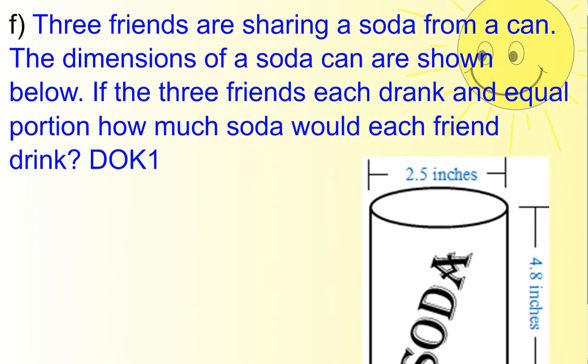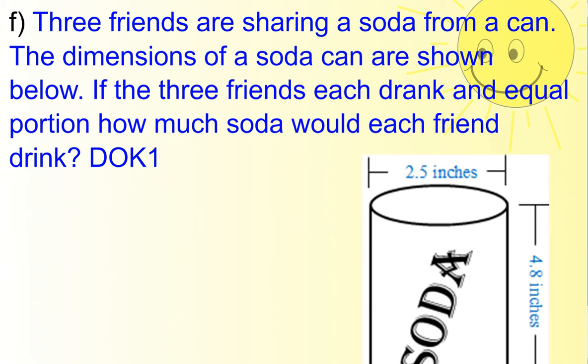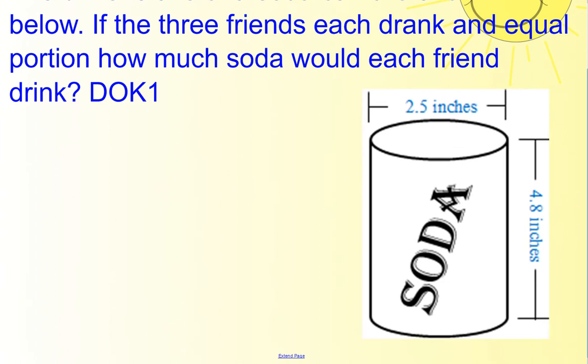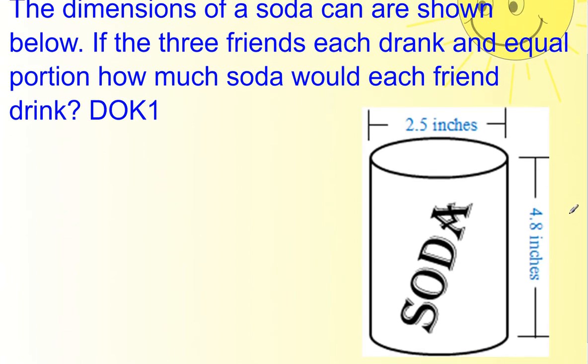Letter F. 3 friends are sharing a soda from a can. The dimensions of the soda can are shown below, so you can copy them on your paper now. So 4.8 inches and 2.5 inches. If the 3 friends each drank an equal portion of the soda, how much would each friend drink? So if each person drank the same amount of soda from the can, how much would each person drink? Go ahead and do the problem on your own. When you're ready to continue, hit play, and we'll go through it together.